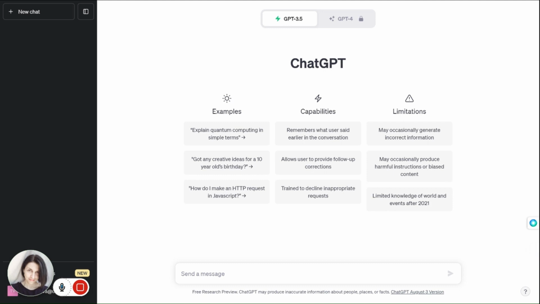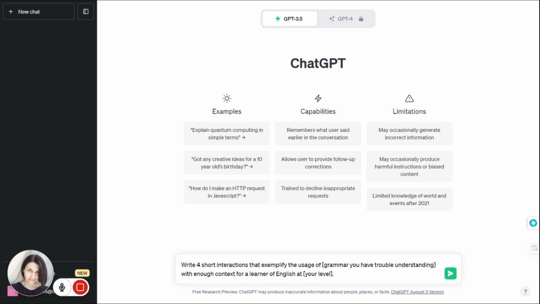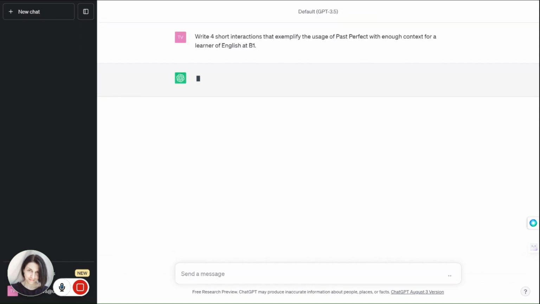So let's see how ChatGPT will help you figure out some grammar. So one of the prompts I suggest is this one. Write short interactions that exemplify the usage of grammar that you have trouble understanding with enough context for a learner of English at your level. So instead of this, you can write, let's say, past perfect, and your level is B1, and then hit enter.